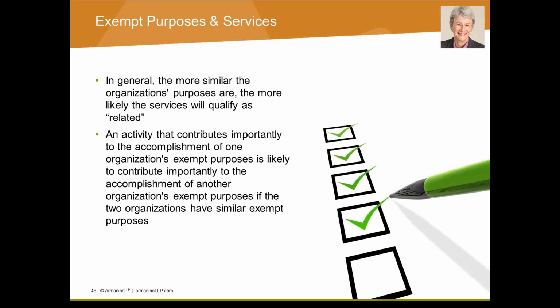Part of what you'll recognize when you start analyzing these activities and you're thinking, okay, what if we provide this service to X organization, or what if we provide it to Y organization? What you'll begin to see as a pattern is, in general, the more similar the two organizations' purposes are, the more likely the services will qualify as related. So if you do the same thing as some other organization and you are performing a service that they would perform anyway as part of their exempt activity, there's a high likelihood that it's not going to be UBI to you. So that's just something to bear in mind.